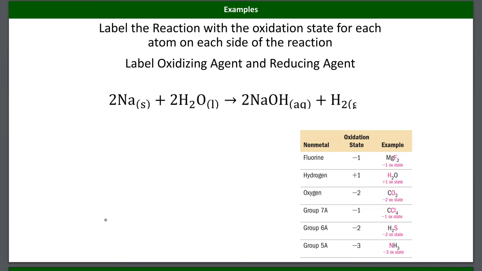So that means sodium metal is the oxidizing agent or the reducing agent? About a 50-50 mixture. So it's being oxidized, which means it's a reducing agent. It's reducing what we put it with. And water is the oxidizing agent.